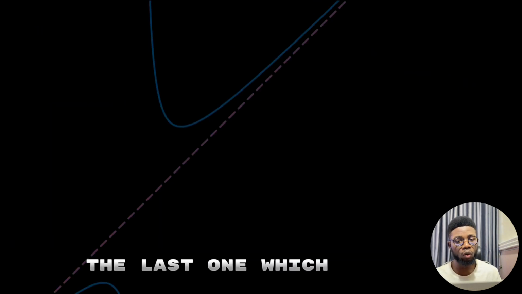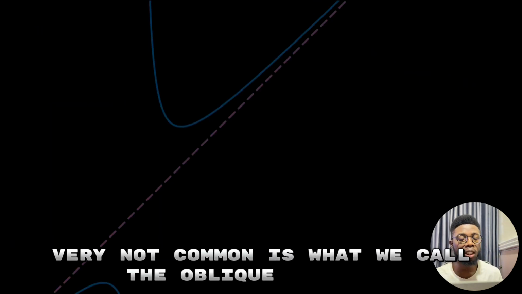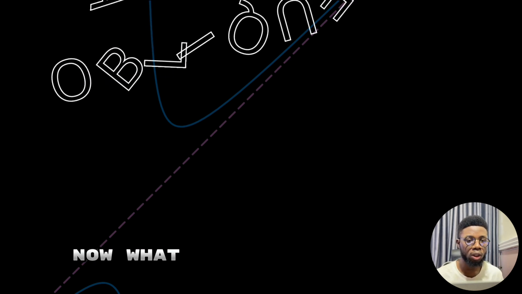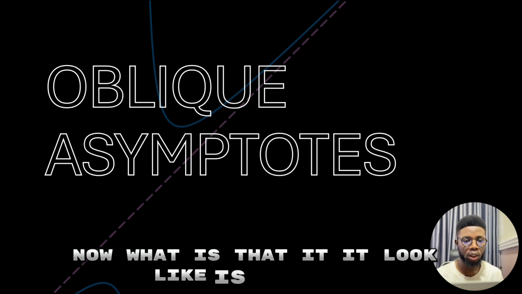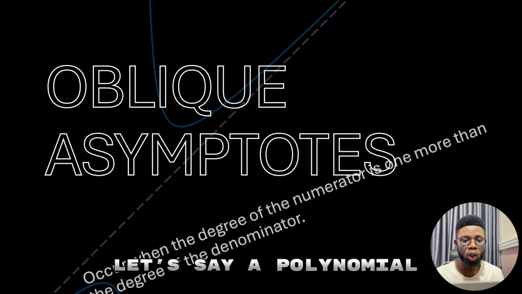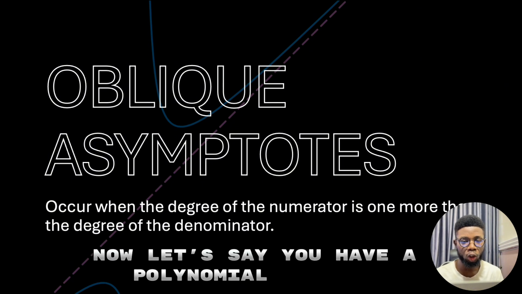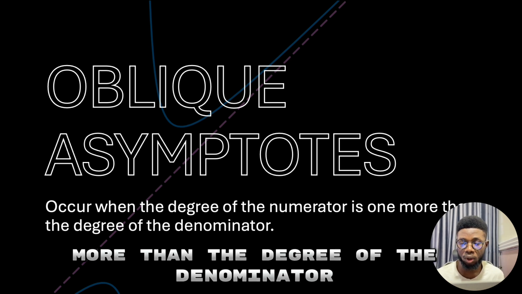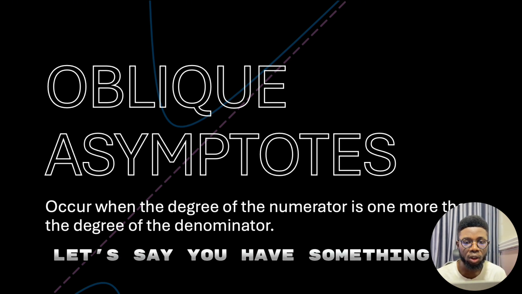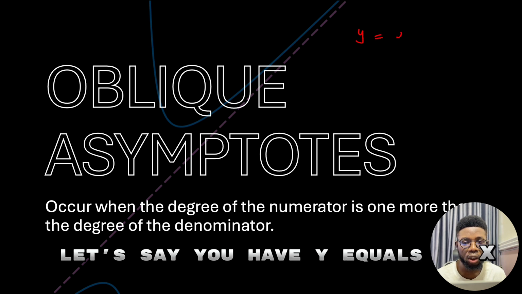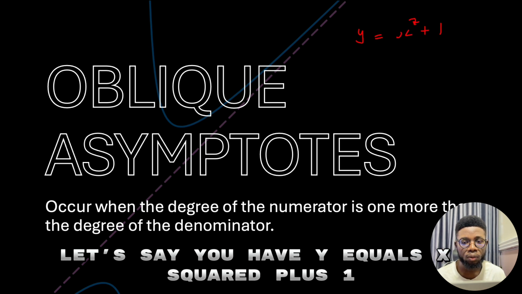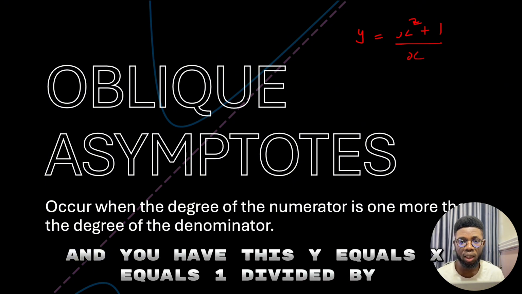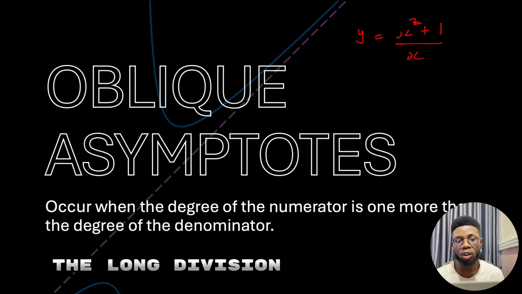The last one, which is not very common, is what we call the oblique asymptote, or sometimes people call it the slant asymptote. Now, what does it look like? Let's say you have a rational function, and it occurs when the degree of the numerator is 1 more than the degree of the denominator. Let's say you have something of this nature: y equals x squared plus 1 divided by x. So all you need to do is the long division of polynomials.